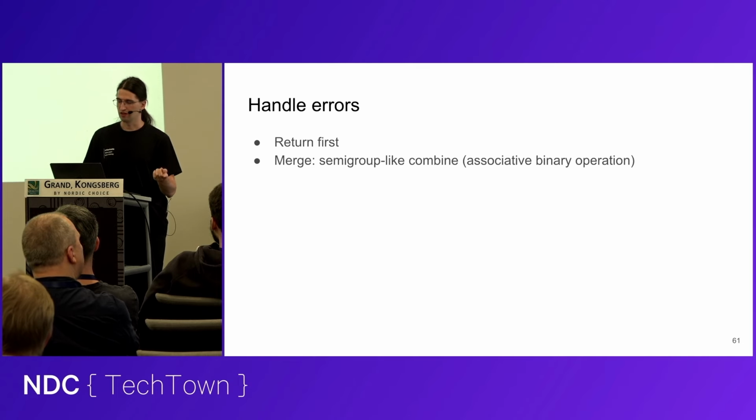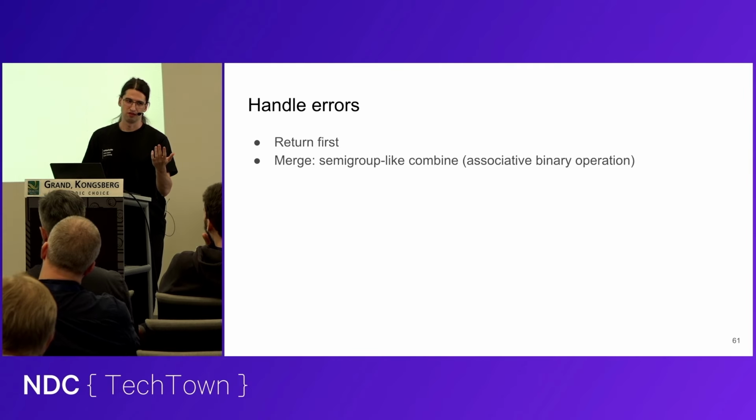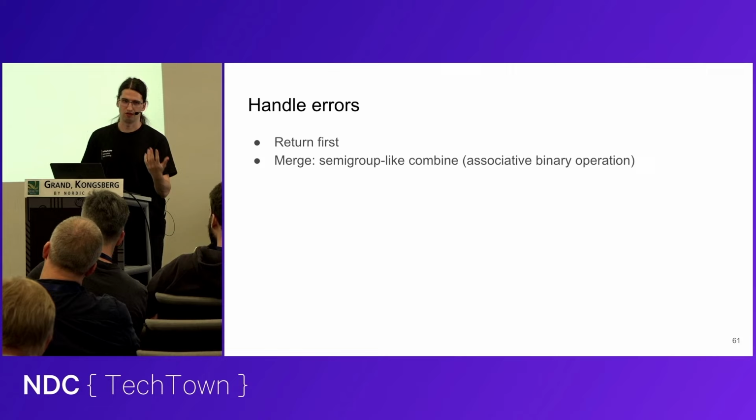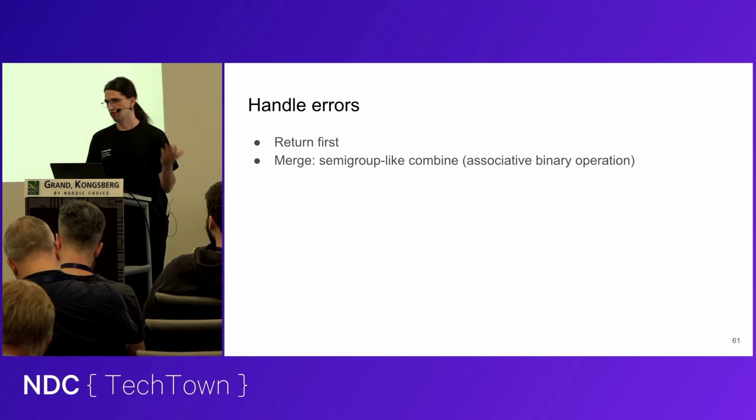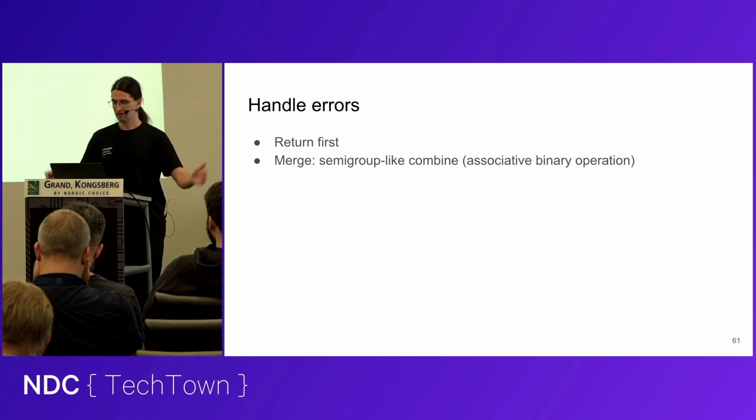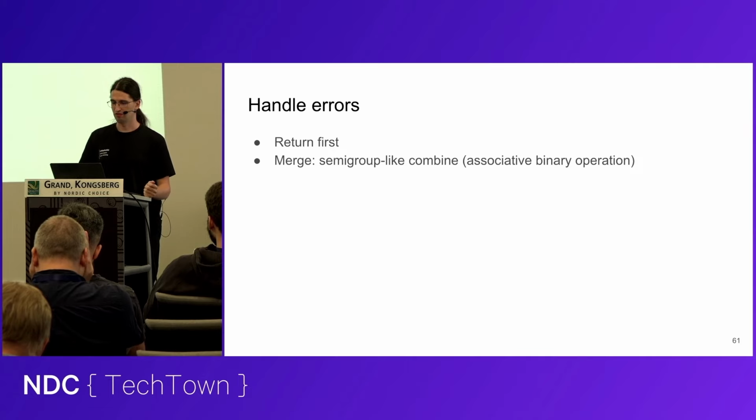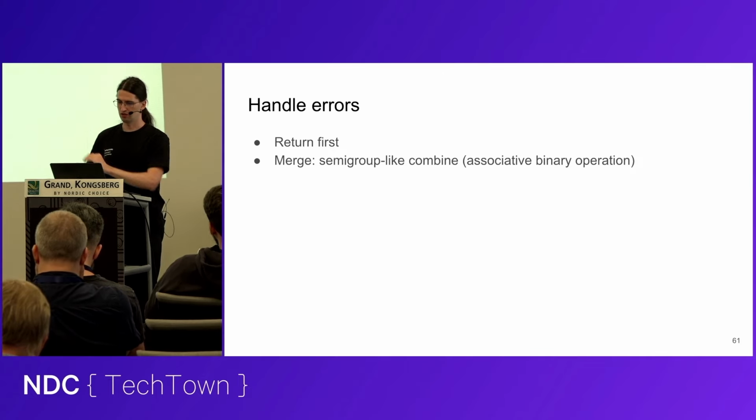How can we handle errors in this case? Some arguments can have a value, or some arguments can have an error. So we can return the first, or we can combine everything, if we have an operation that can combine two entities for you.